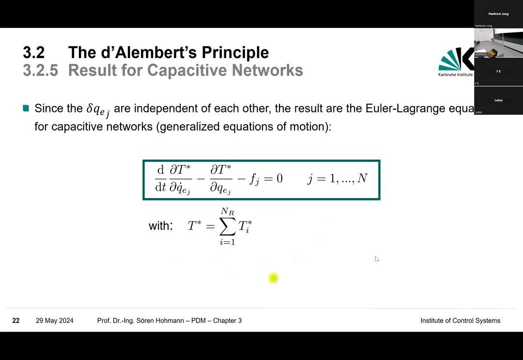Well, just sum up the kinetic energy and then do the calculations with the derivatives here, and that's it. Then we are happy. Now we do the question. What happens if you add springs, for example? Yes, that's the next point.